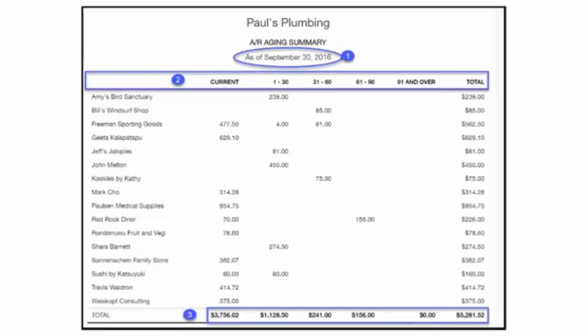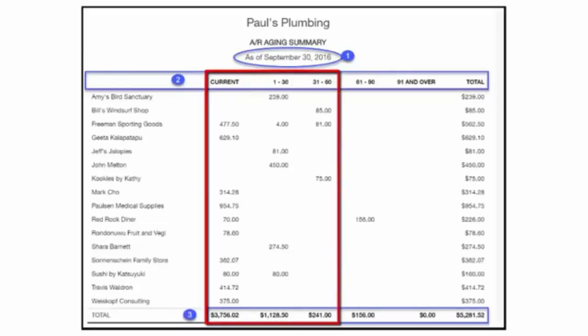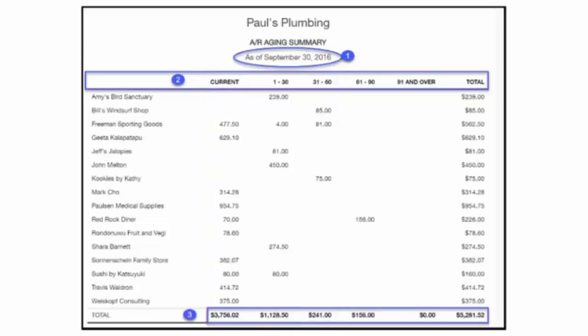A good rule of thumb is to make sure that the majority of your outstanding receivables is within the first 3 columns. It should be a rare occasion that you have something creep into the 61 and over categories. If you do, be sure to address it quickly.